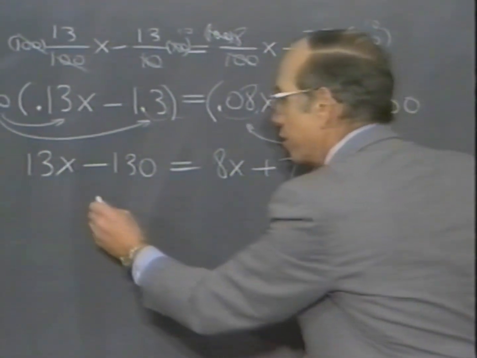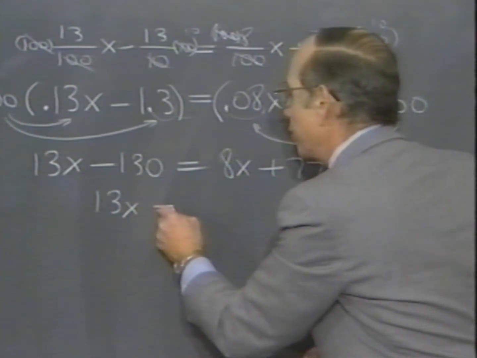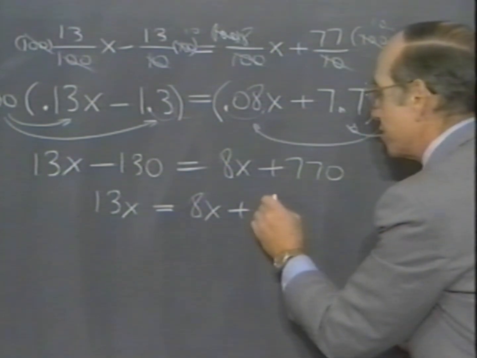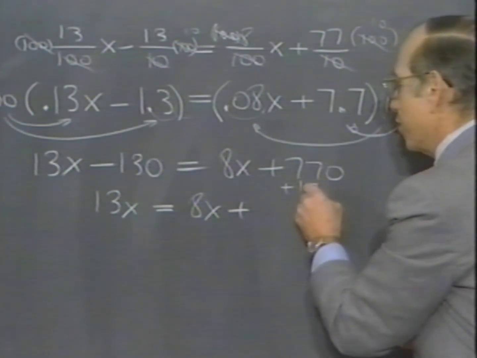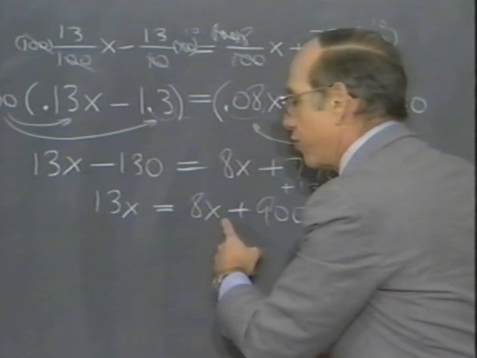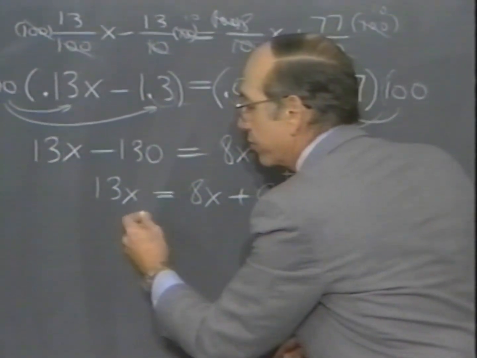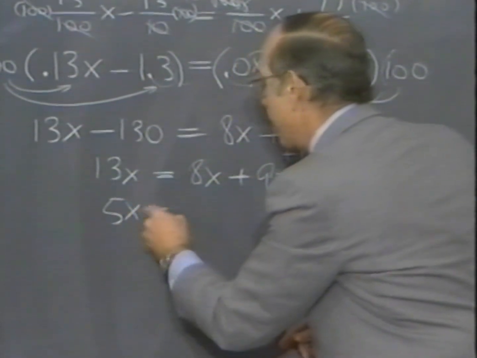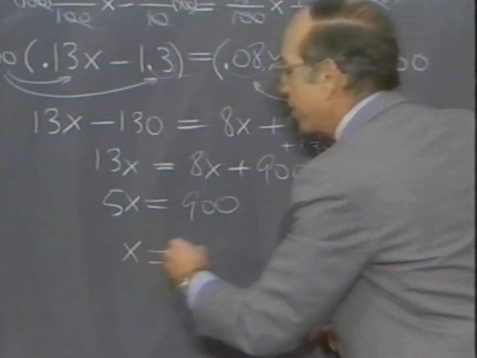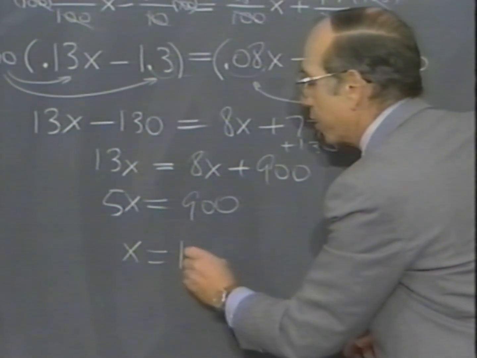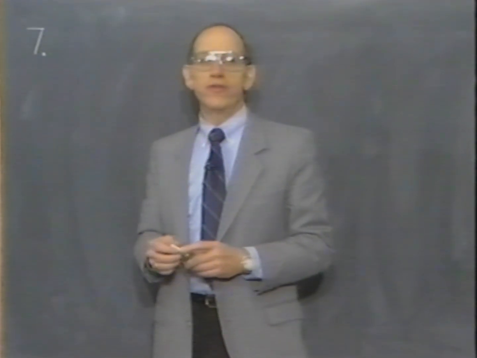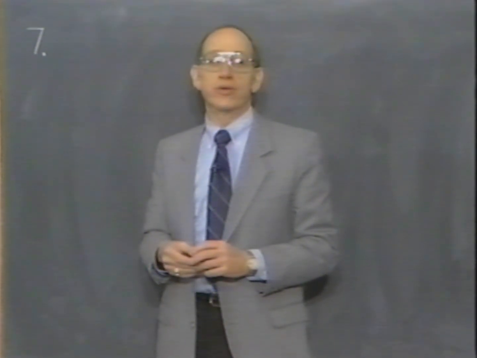Add 130 to both sides of the equation, and I get 13x equals 8x plus 130 plus 770 is 900. And then subtract 8x from both sides. Well, that is add minus 8x, and I get 5x equals 900. And divide by 5, we have x equals 180.